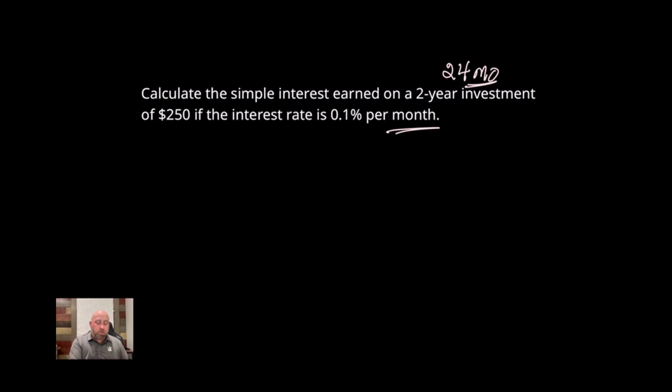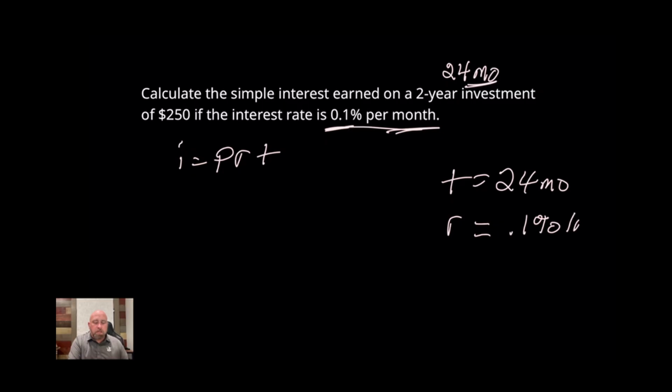Let's write our interest formula. I equals PRT. Okay, let's start plugging stuff in. What's the I? Well, that's the dependent variable. It depends on all these other things going on here. Calculate the simple interest earned on a 2-year, 24 months. So our time is going to be 24 months. Our rate is right here, and that's going to be per month.